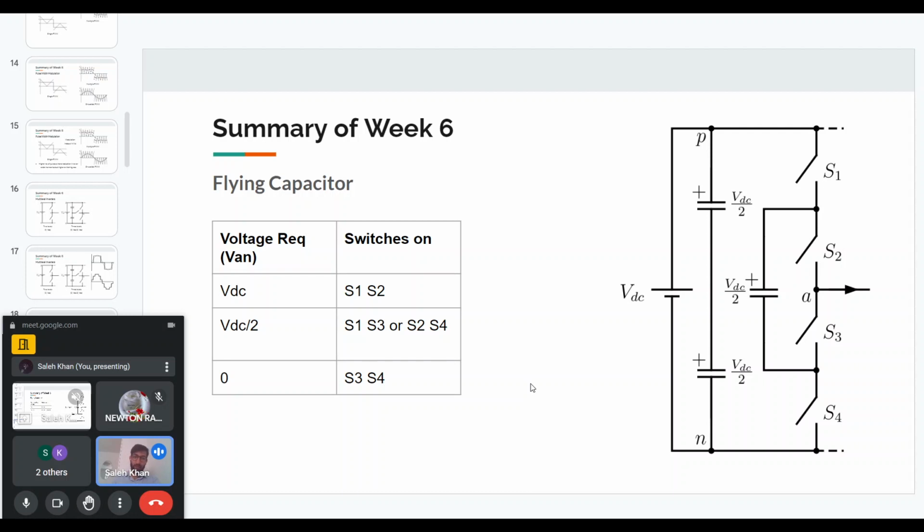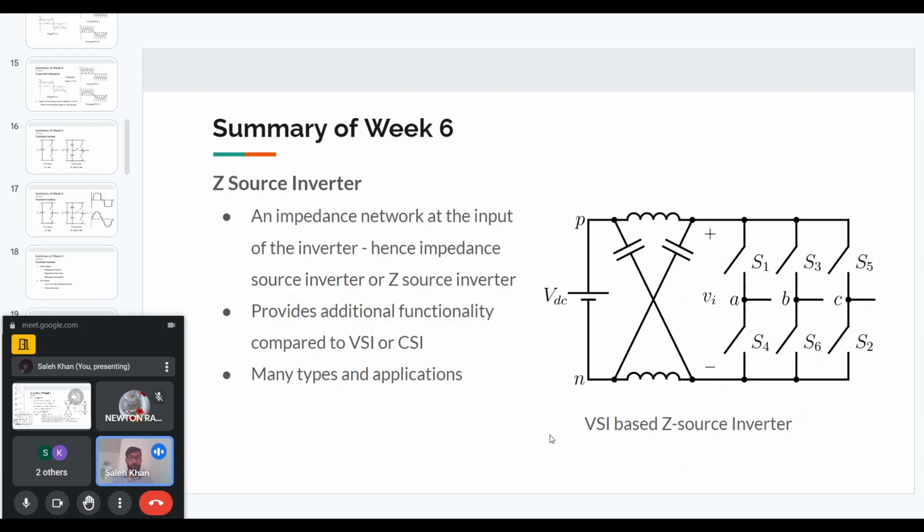So both have their advantages and disadvantages. One of the advantages for the flying capacitor is that we don't require two additional diodes, but we require additional capacitors. So the size may be larger in this case because the capacitors take more size. But both basically have different applications and different advantages. The third multi-level inverter that was taught was the cascaded H-bridge, but since that is relatively simple, I will not consider that here. So finally, I will talk about the Z source inverter.